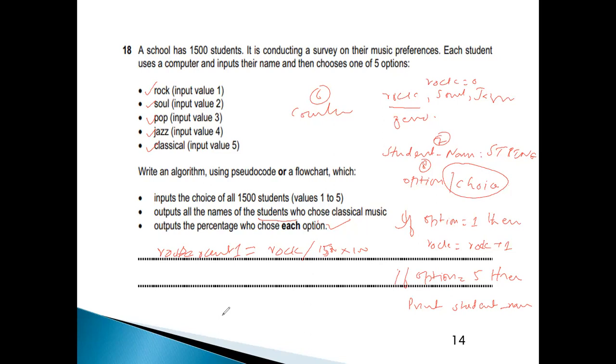equals pop divided by 1500 times by 100, jazz percent equals jazz divided by 1500 times by 100, classical percent.